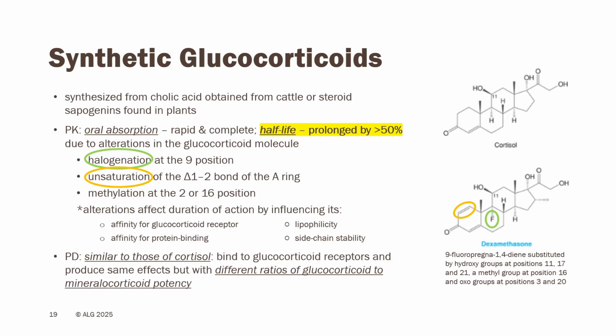With increased potency comes undesirable mineralocorticoid effects, which are countered by the addition of a methyl group at position 16. Alterations in the glucocorticoid molecule affect the duration of action by influencing its affinity for the glucocorticoid receptor, its affinity for protein binding, lipophilicity, and side chain stability. Synthetic glucocorticoids produce the same effects as cortisol, but they have different ratios of glucocorticoid to mineralocorticoid potency.